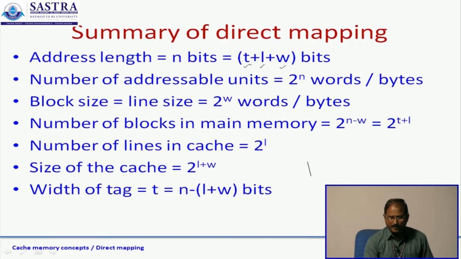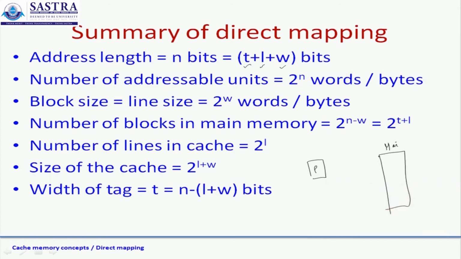We have our processor here and we have our main memory here. These two are connected through various buses. Now let us see only the address bus. The size of the address bus is n, meaning here we can have 2 power n addressable units. 2 power n words or bytes are available.